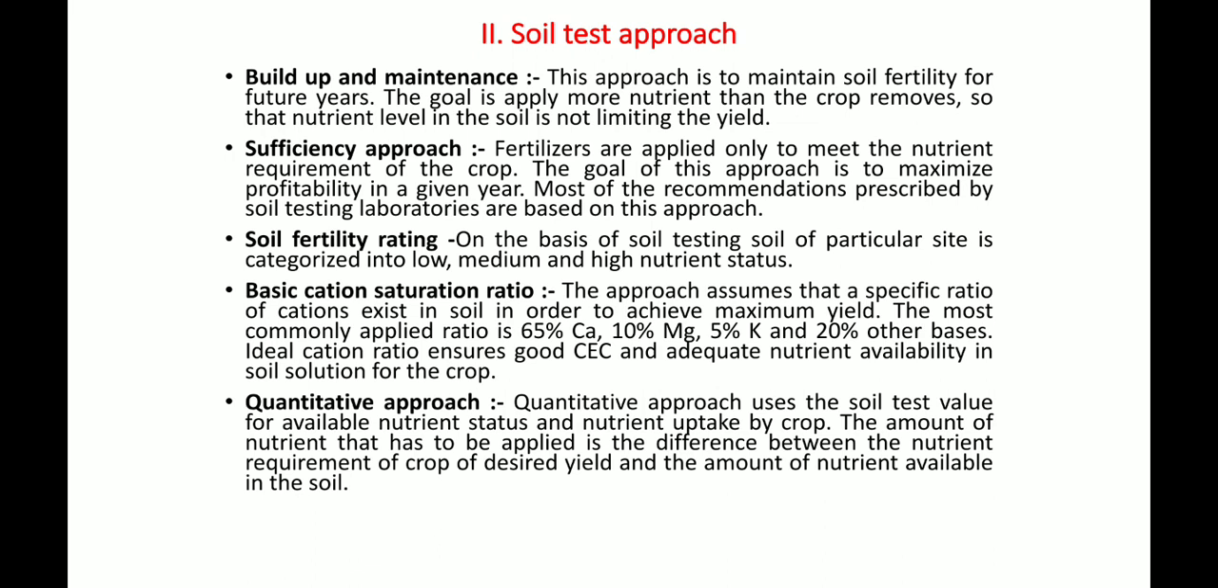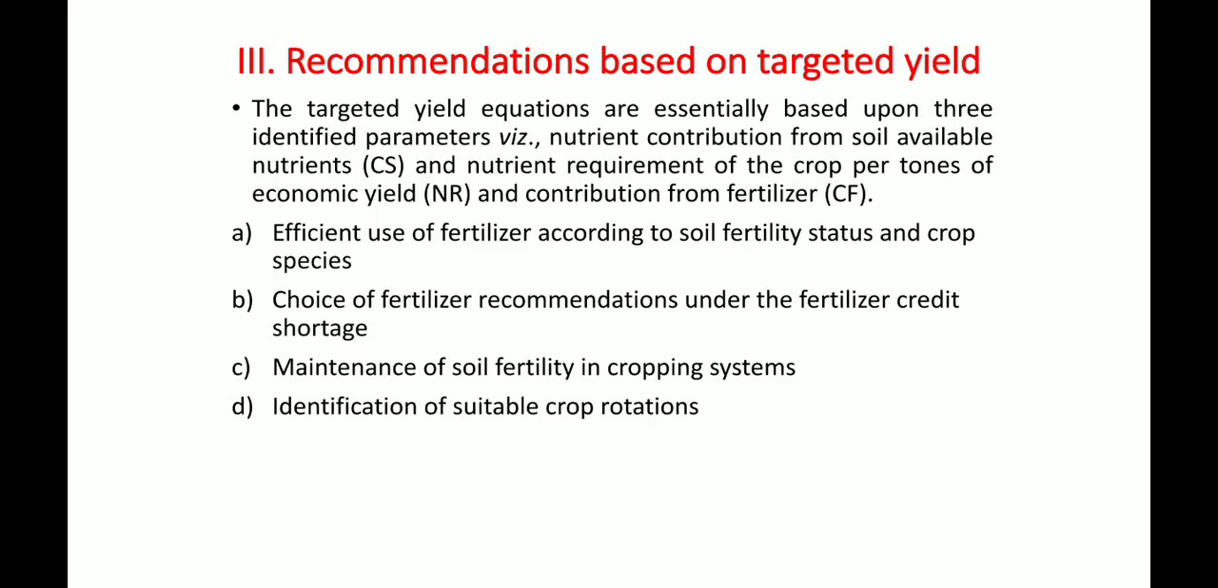nutrients. Then quantitative approach. This approach uses the soil test values for the available nutrient status and the uptake of the nutrients by the crop. The amount of nutrient to be applied is the difference between the nutrient requirement of the crop for the desired level and the amount of nutrient available in the soil. These are the different approaches used in the soil test. Then third approach, that is recommendations based on target yield.